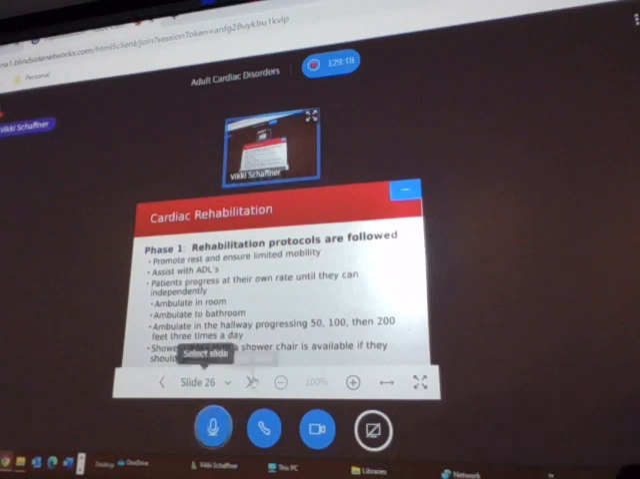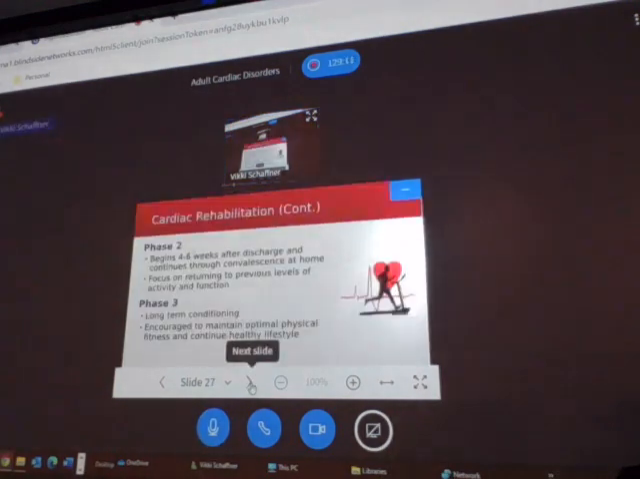Phase 2 begins 4 to 6 weeks after discharge. And this is where you're convalescing at home, and this is where the doctor is going to suggest that you start your exercising. And when we say exercise, we're not meaning go to the gym.